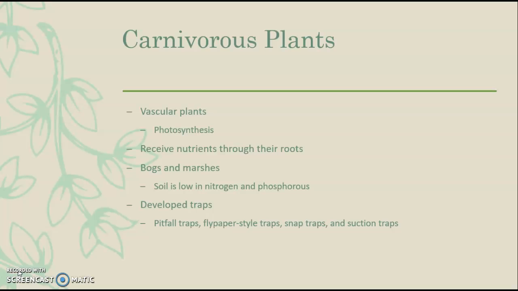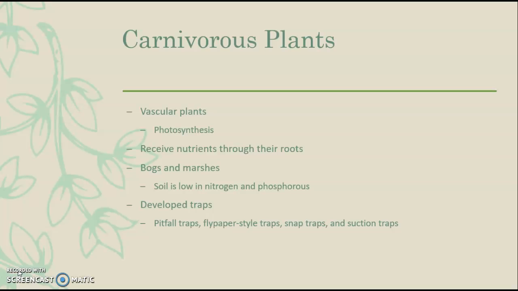Carnivorous plants, or predation plants, are vascular plants that can perform photosynthesis and receive some nutrients through their roots. So they do not need a host plant to supply energy, water, or nutrients. However, most carnivorous plants reside in bogs and marshes that lack an abundant amount of nitrogen and phosphorus. So they have developed traps that catch insects. Those insects are then digested, and the nutrients from the insects are absorbed by the plant.